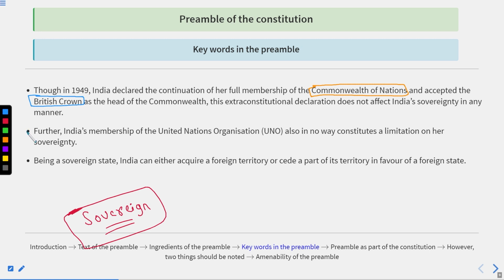All right, but this extra constitutional declaration, because it was not mentioned in the constitution anywhere, does not affect India's sovereignty in any manner. Further, India's membership of the UNO, United Nations Organization, also in no way constitutes a limitation on her sovereignty. It means that however we are part of these international organizations, we are independent on our own. These organizations cannot participate in our internal politics and our external matters. Being a sovereign state, India can either acquire a foreign territory or cede a part of its territory in favor of a foreign state.